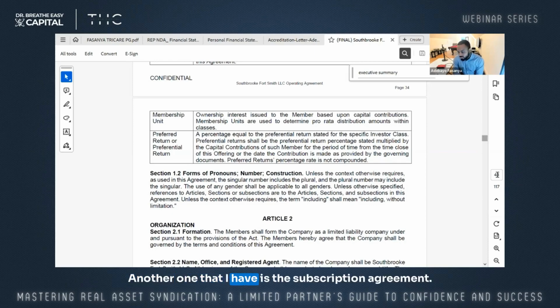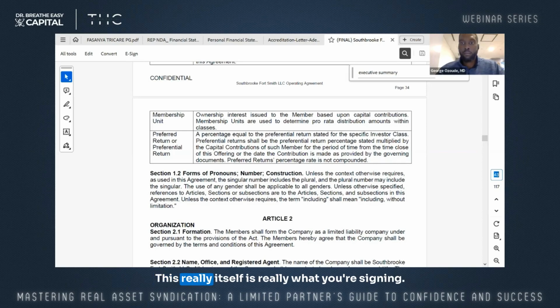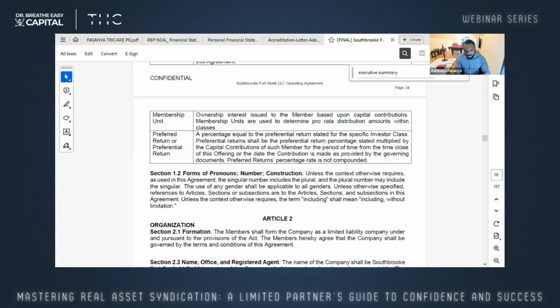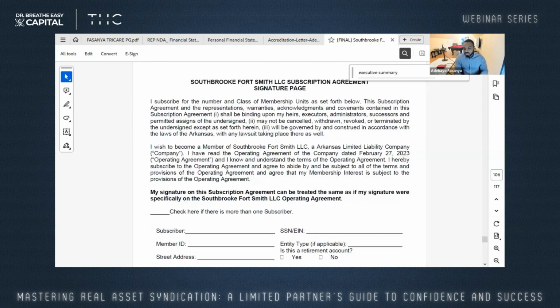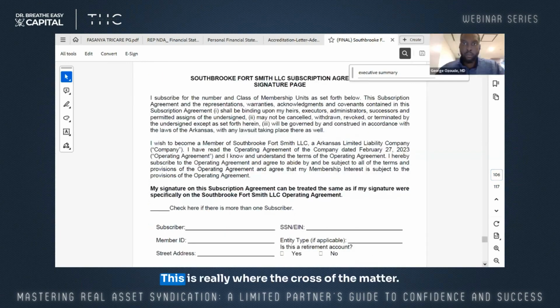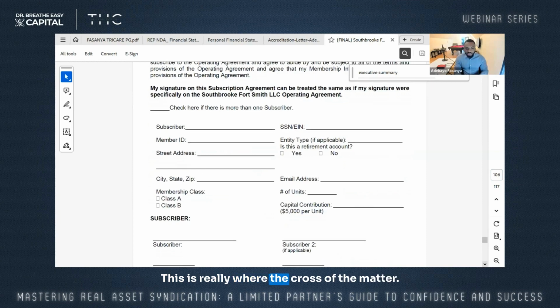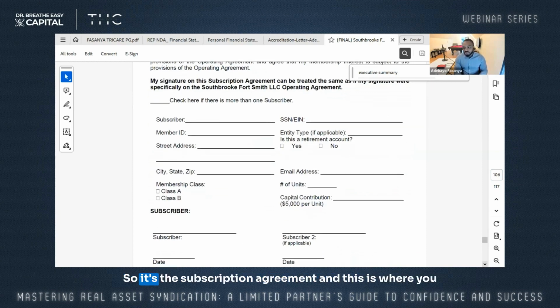Another one that I have is the subscription agreement. This itself is really what you're signing. This is really the crux of the matter. So it's the subscription agreement, and this is where you put your EIN, the social security number, the number of units you're buying, what the capital contribution is. And this is legal.